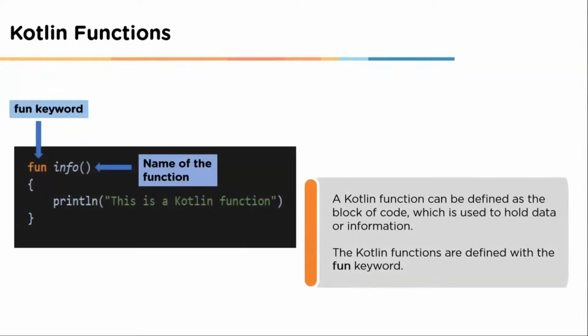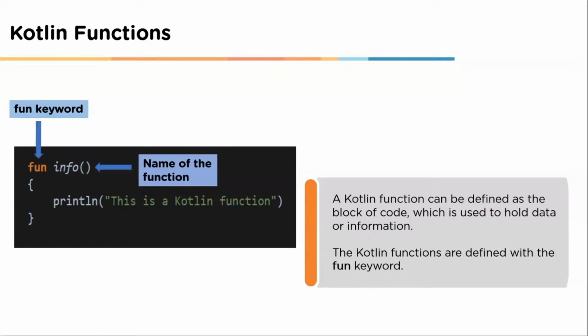Kotlin functions. Functions in Kotlin are very much similar to functions in Java. There are some minor differences between them. So let's have a look at them. A Kotlin function can be defined as a block of code which is used to hold the data. This block of code has a name and is defined with the fun keyword. For example, as we can see, fun is the keyword here and info is the name of the function.